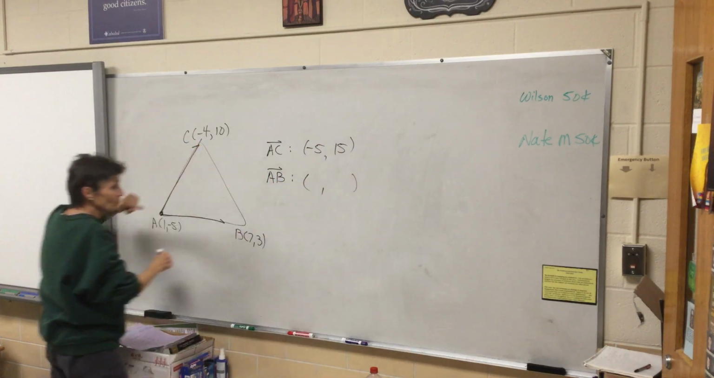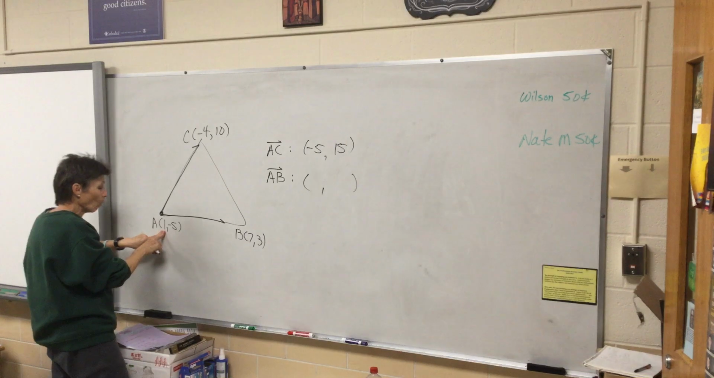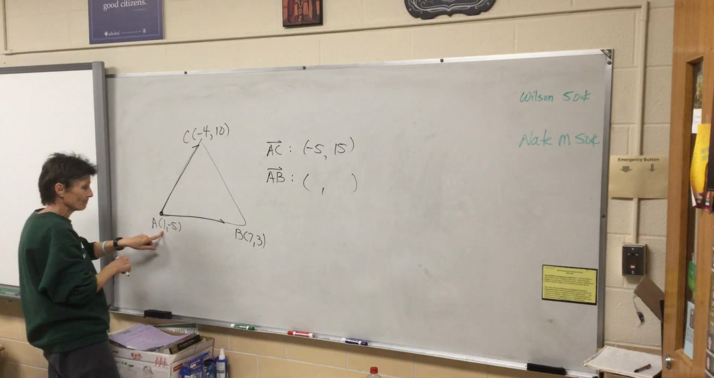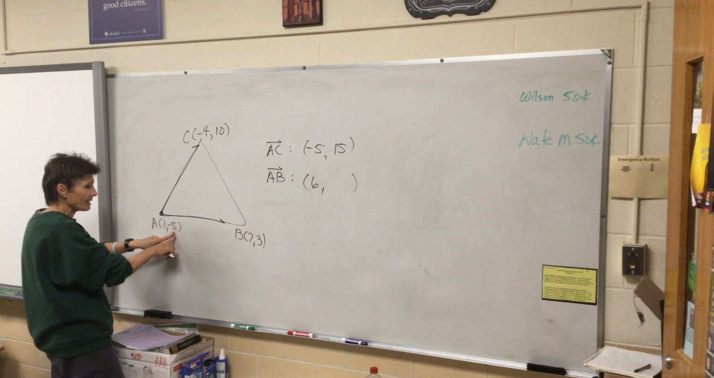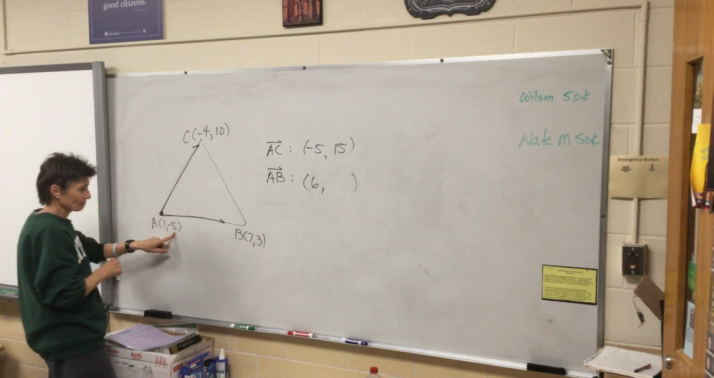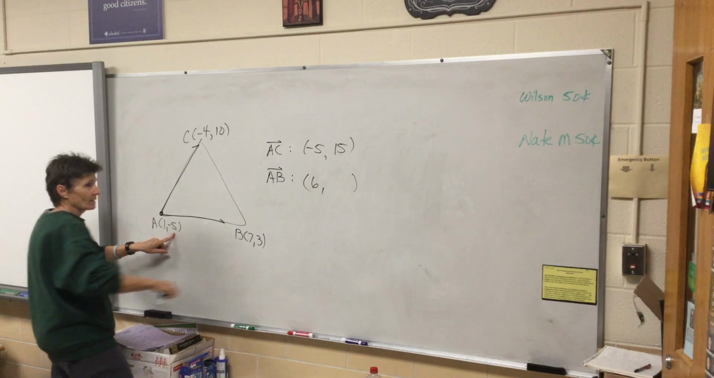Now I'm going to do the same thing with AB. I'm going from 1 to 7. 6. Yep. And then from -5 to 3. 8. Yep.